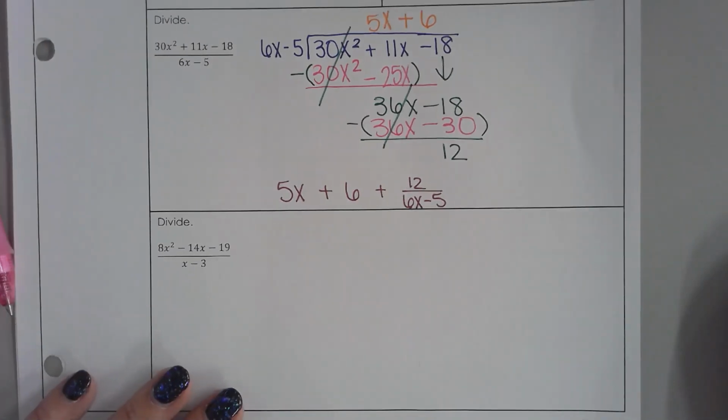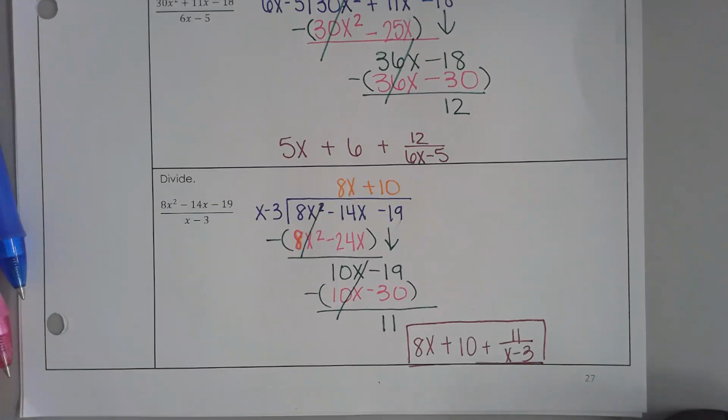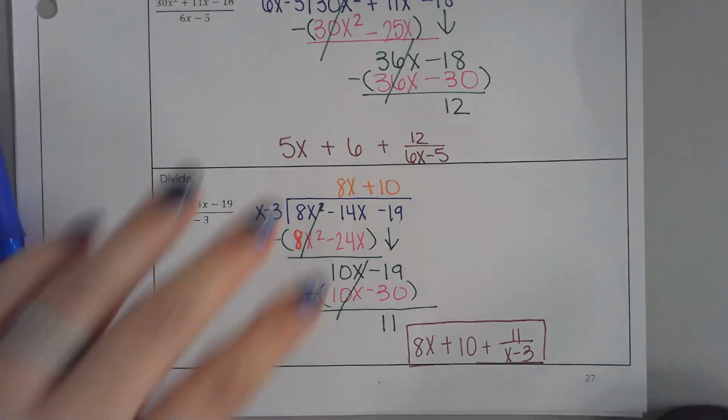I'm going to let you try this next one. There's something else. So here's what I got: 8x plus 10 plus 11 over x minus 3. Anybody else get that or get close to that? Any questions? We're going to keep doing some more practice.